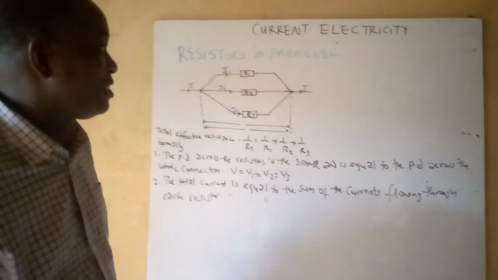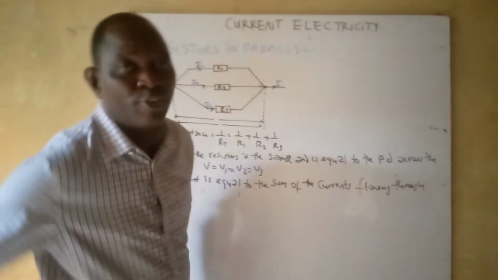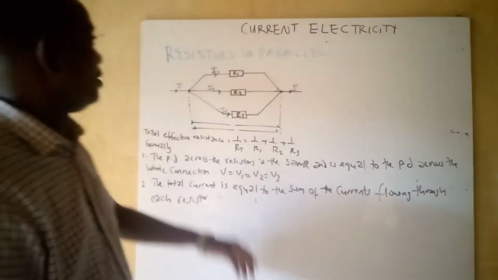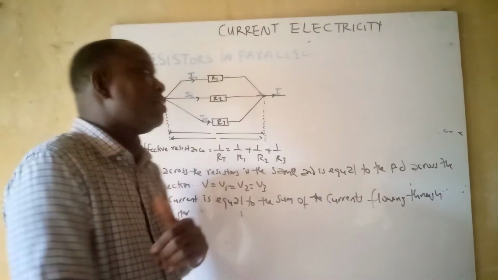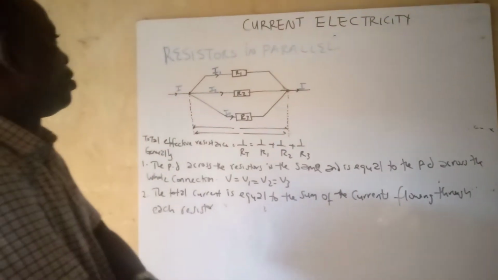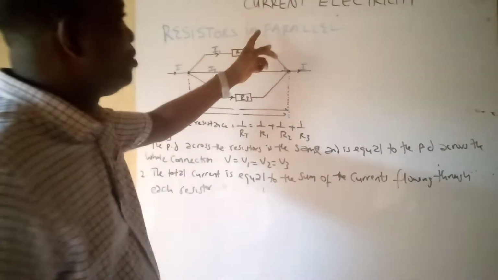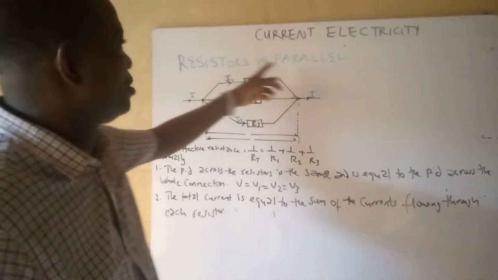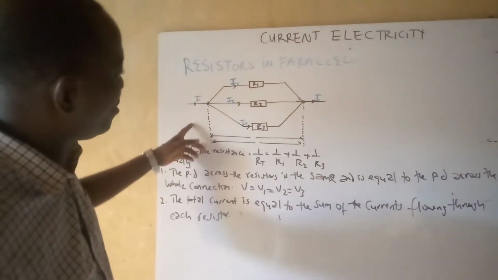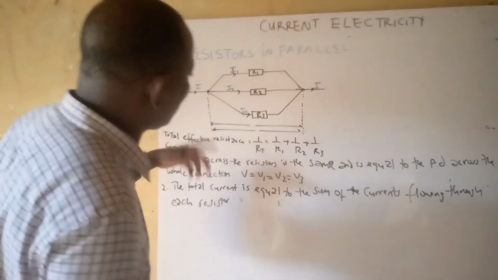This is Calculation Center, and we started the journey of current electricity. Today we'll be looking at resistors in parallel. The last time we met, we saw resistors in series, and after this we'll be looking at cells also. Now if you look at the diagram here, this diagram is typically talking about resistors in parallel.